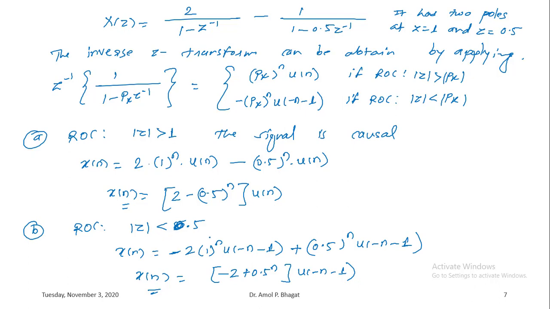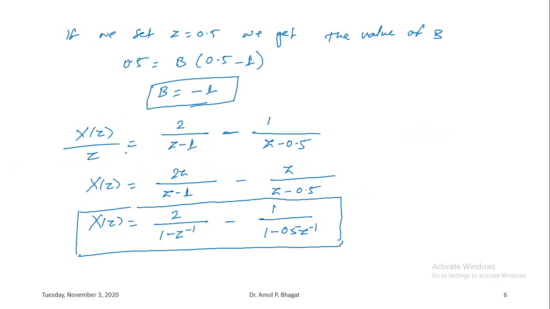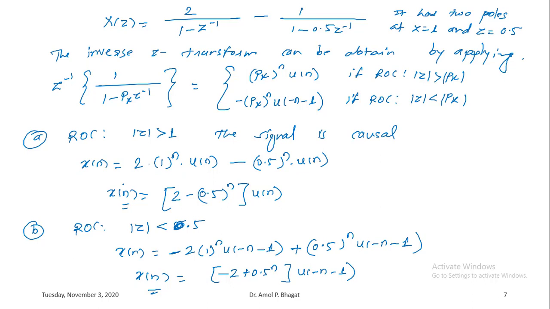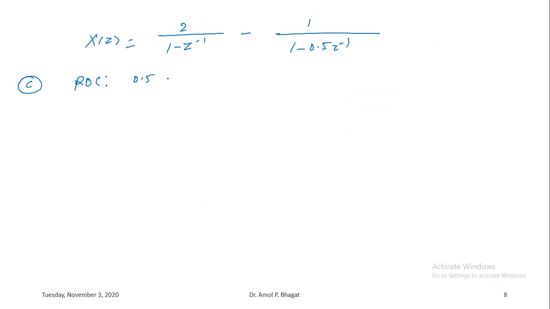Mod z greater than 1, mod z less than 0.5. The third condition on ROC is 0.5 less than mod z less than 1, right? So before that I will write down this x of z here. What is x of z after partial fraction expansion? 2 upon 1 minus z inverse minus 1 upon 1 minus 0.5 z inverse. Okay, the third condition, ROC: 0.5 less than mod z less than 1.